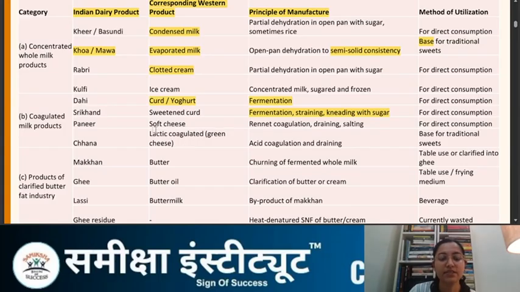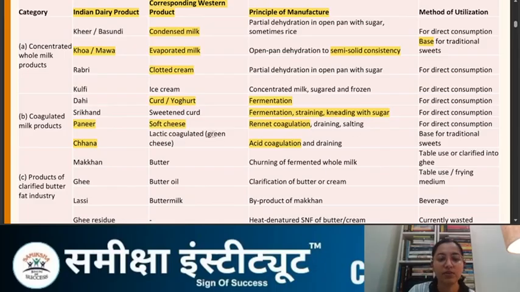Then paneer, it is soft cheese. Paneer is basically cheese, but a soft cheese. Different kinds of cheese can be there based on the method of formation. When rennet coagulation is done, the product obtained is the sweet cheese. Whereas acid coagulation is also there. When acid coagulation is done, then chhana is produced. Remember this: when acid coagulation is there, then chhana, and paneer when rennet coagulation is there, followed by draining and salting.